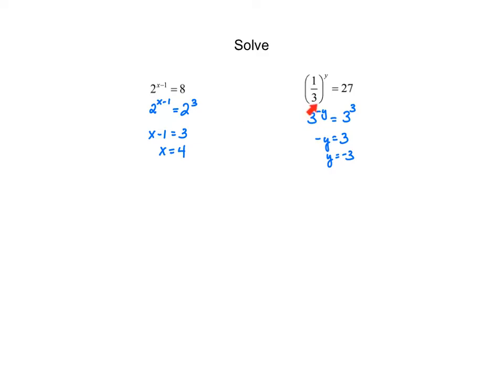Now in this example, I did it a little bit differently. I could have written 27 as 1/3 to the negative 3 power, but I think it's easier to see it as a power of 3. 27 is 3 to the 3rd power. I rewrote 1/3 to the y as 3 to the negative y. I just thought it was a little easier to see that way. Then I equated my exponents. Negative y must be 3, so y therefore must be negative 3.